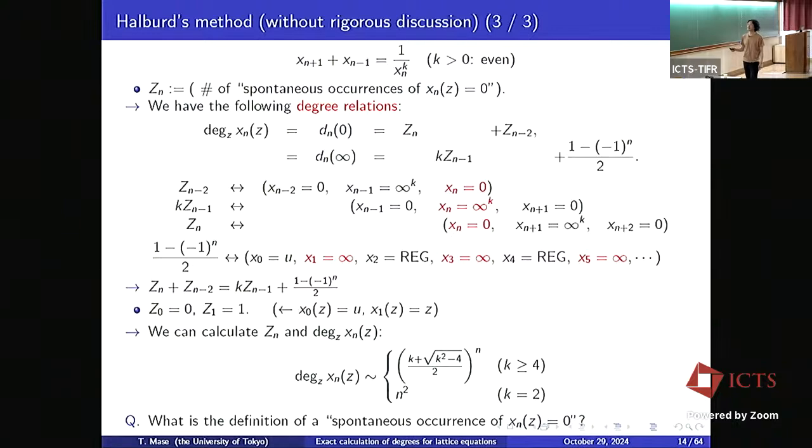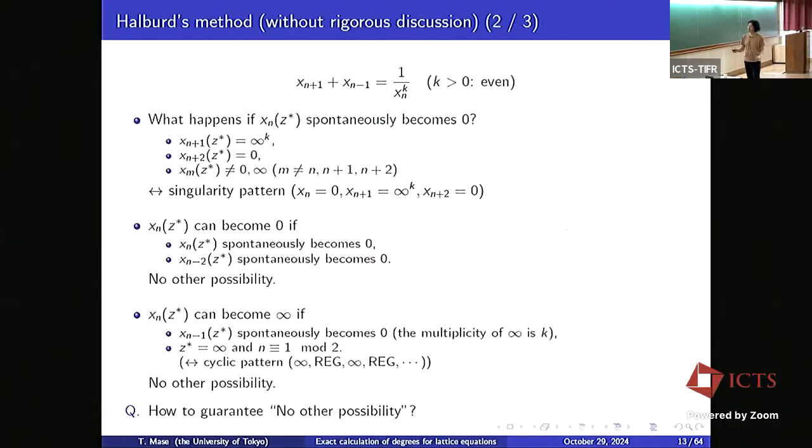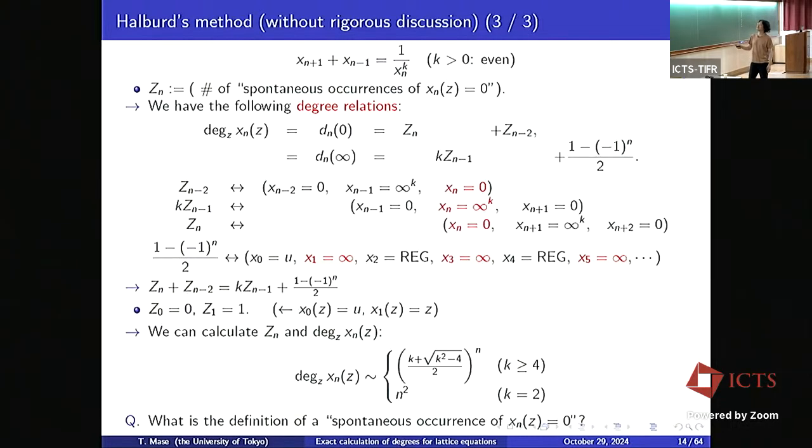Okay, let Zn be the number of spontaneous occurrences of xn equals 0. What is the definition? Good question, but I won't answer that question in this page. Okay, so let's assume this is well defined, and we assume there are no other possibilities. Then we have this relation. I call this the degree relation. Each expression is called a degree relation by me.